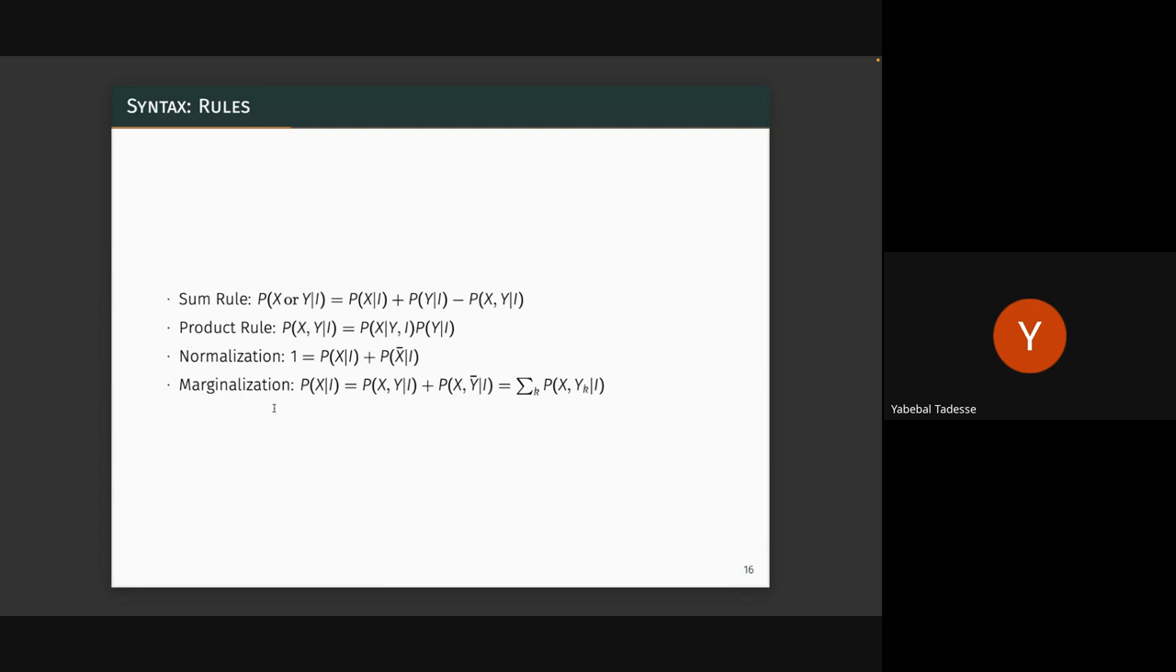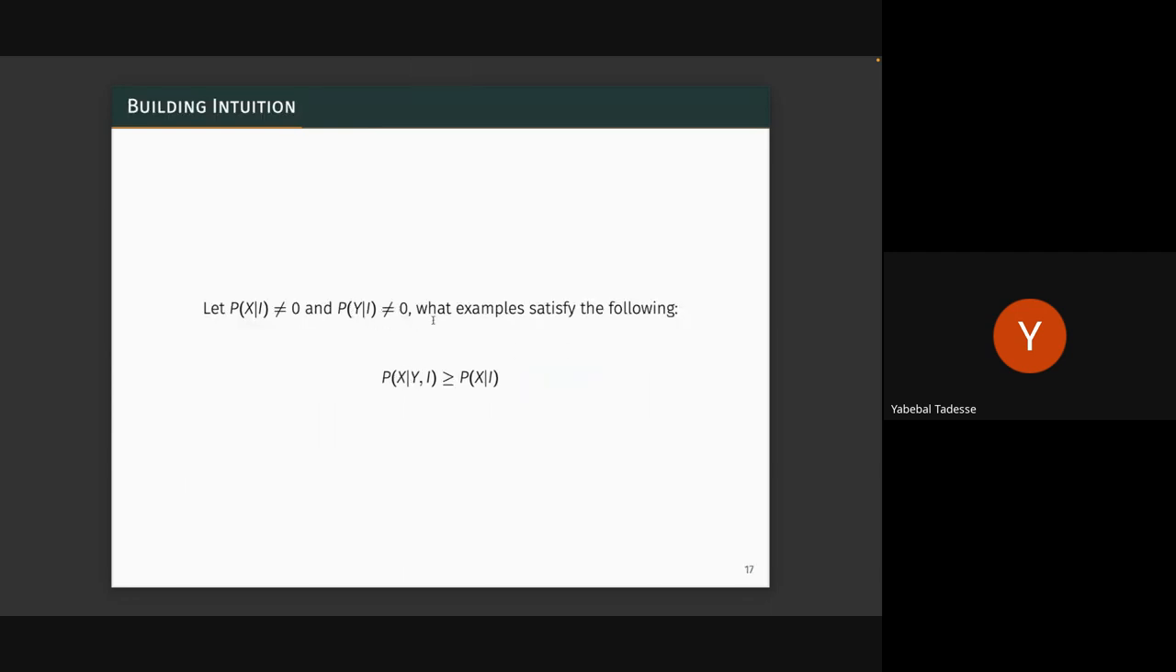And then marginalization is the most important part. If you want to find the probability of X given I, and it depends on another variable Y, then you can extract it by conditioning like that. It is the probability of X and Y plus the probability of X and everything else but not Y. This is called marginalization, and we saw this exactly earlier. I think we will stop here, but next time we will continue. You should build intuition for how this is the case.